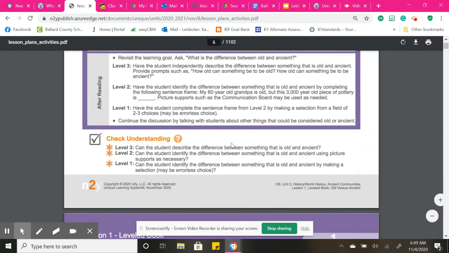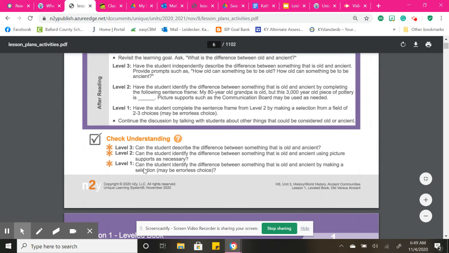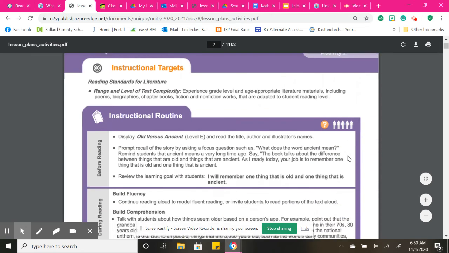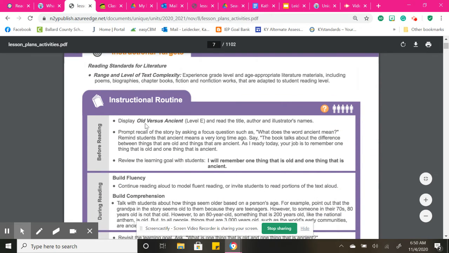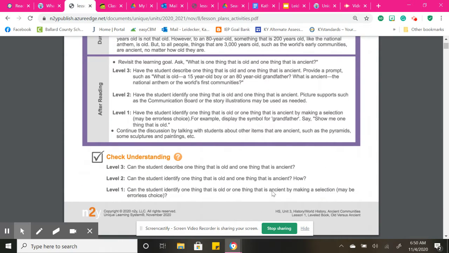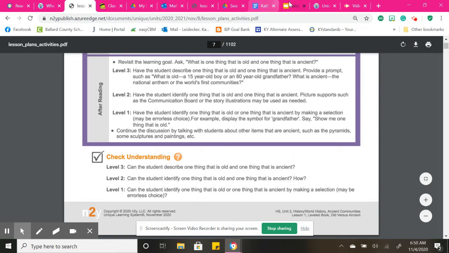And I always check this for understanding for the students. So my level 1 student, can the student identify the difference between something that is old and ancient by making a selection? My level 2, can the student identify the difference between something that is old and ancient using picture supports as necessary? And my level 3, can the student describe the difference between something that is old and ancient? So in today's reading, old versus ancient, the learning goal, I will remember one thing that is old and one thing that is ancient.